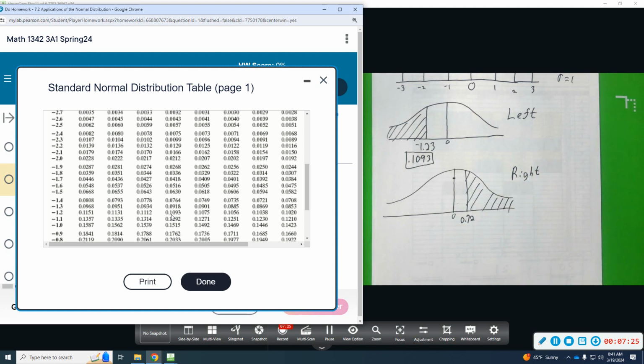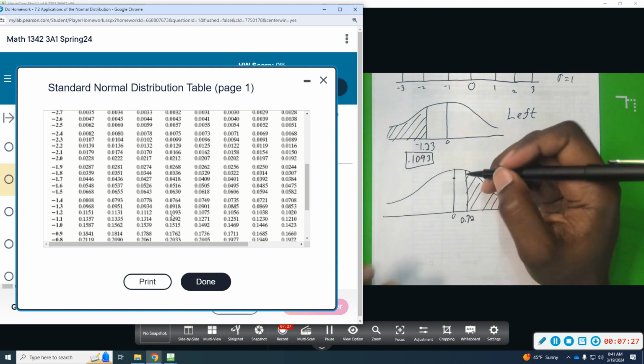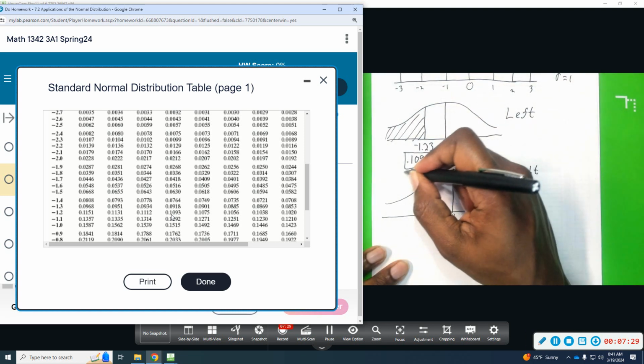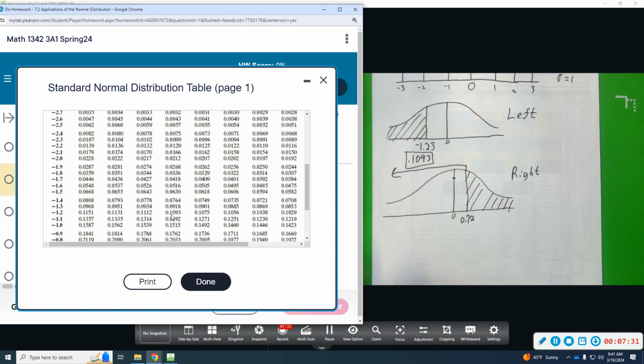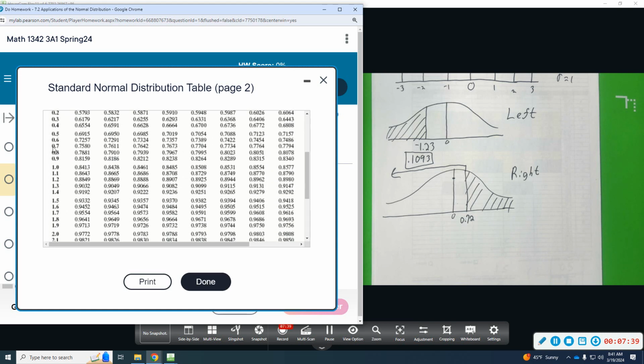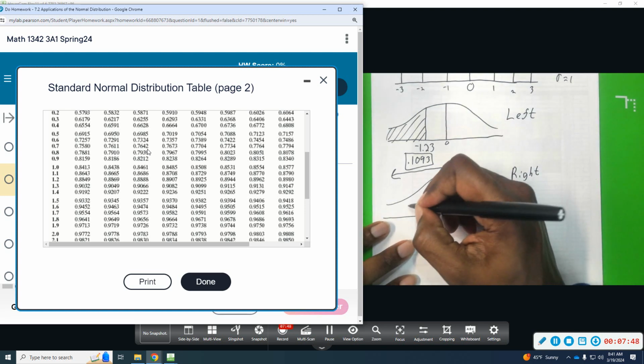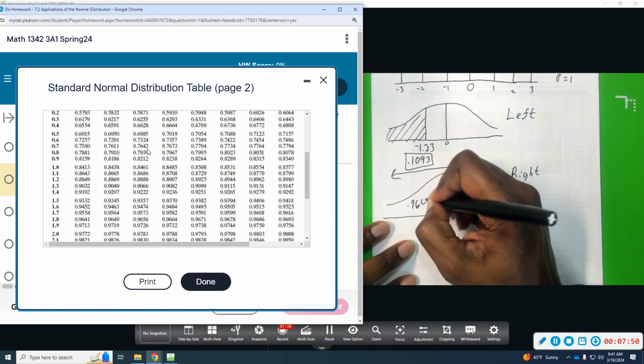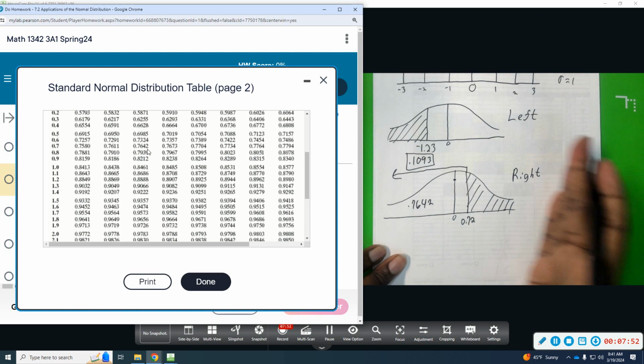What we need to be mindful of is that the table is going to show us the area to the left. This is what the table is going to show me. So if I look up 0.72, which I'm going to close this, go to the second table, I'm going to look up 0.7, and this will be 0, 1, 2. So this area right here, 0.7642. This is the area to the left.